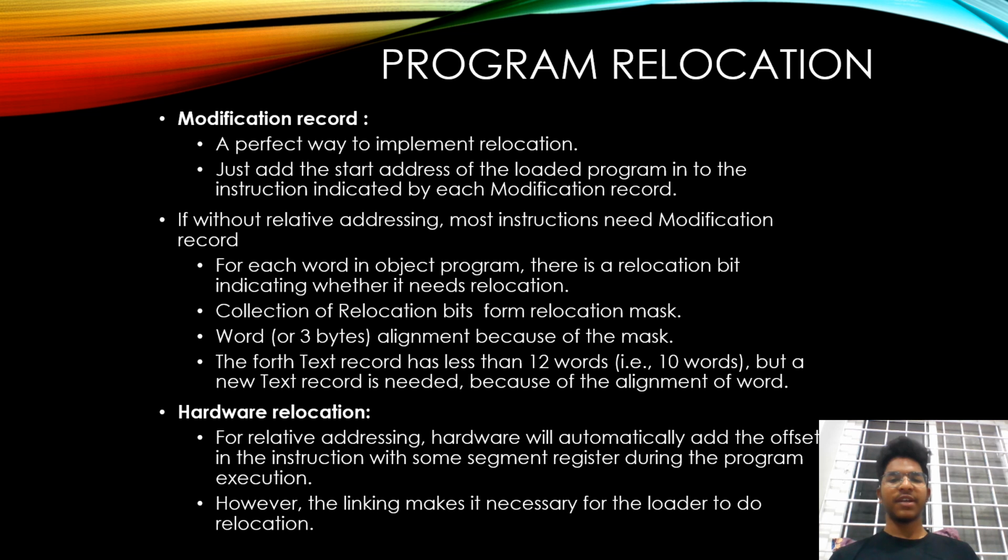Program relocation: the modification record is a perfect way to implement relocation. Just add the start address to the loaded program in the instruction indicated by each modification record. Without relative addressing, most instructions need a modification record. Alternatively, for each word in the object program there is a relocation bit indicating whether it needs relocation. The relocation bits are collected into the relocation mask. Word alignment is needed because of the mask. The fourth text record has less than 12 words, i.e., 10 words.